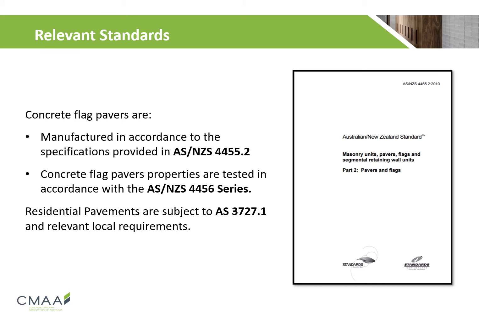Australian Standard 3727.1 provides additional guidance for residential pavement construction. Before constructing a flag pavement, always remember to check local guidelines as additional requirements may need to be met before construction can occur.